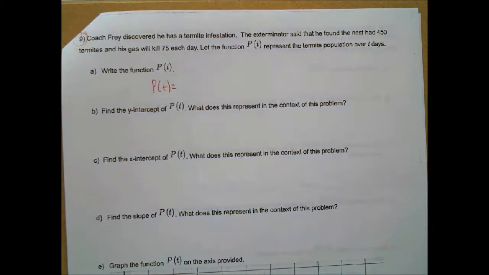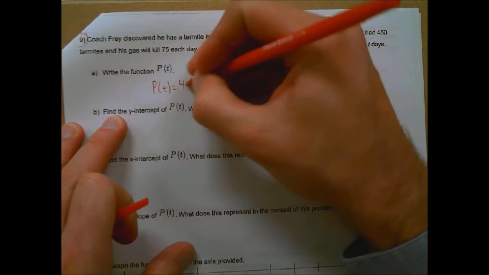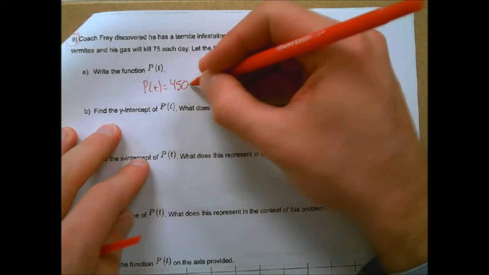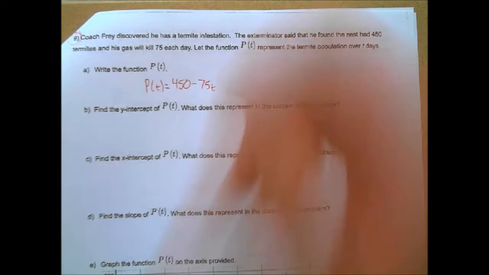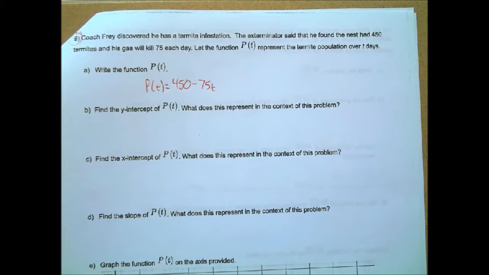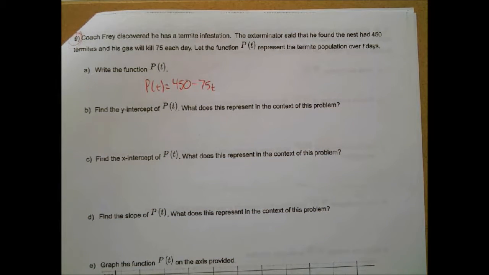450. Oh, good catch there. Why minus? Yeah, we're losing the population there. The population is depleting or going away, so we're killing them off. Yep, perfect.